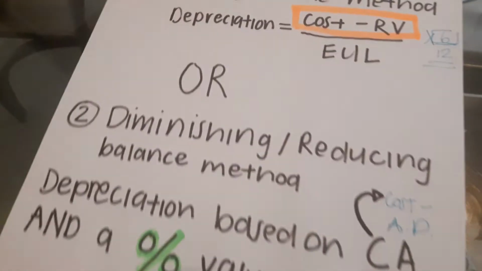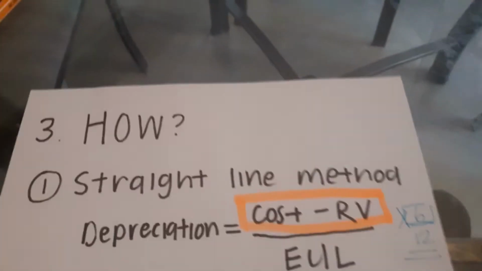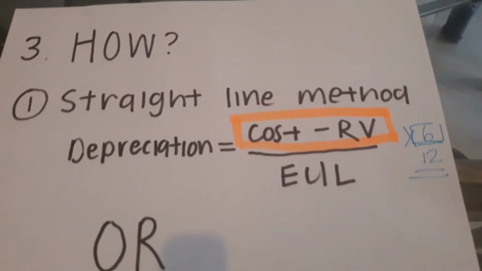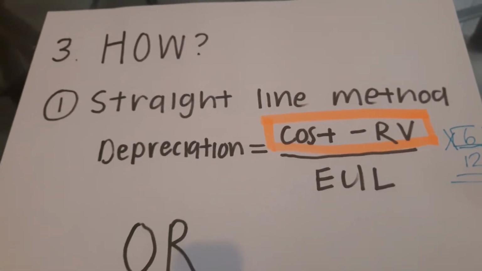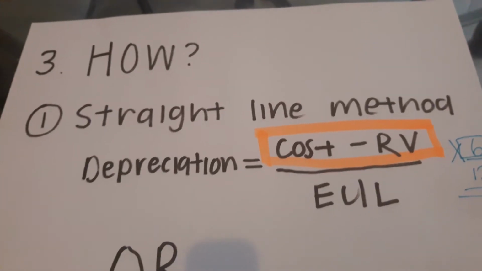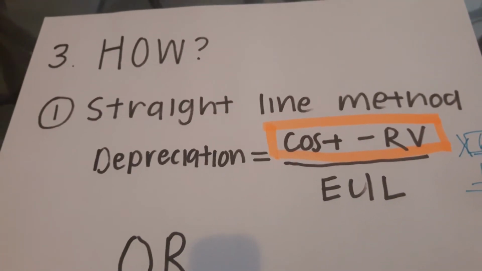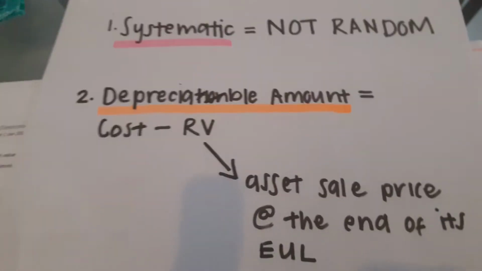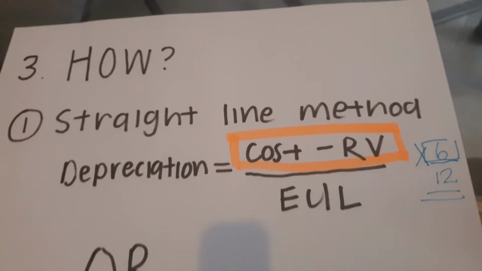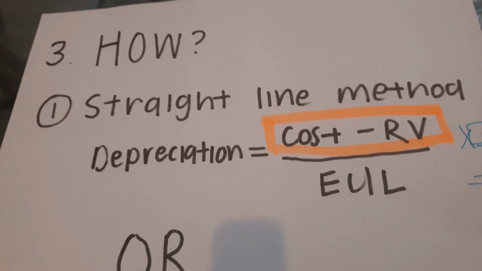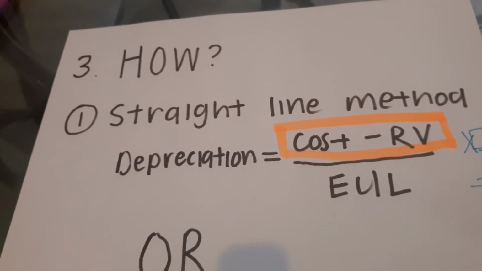You may be asking yourself, how do we account for depreciation? What methods do we use? The first method is the straight line method. And that says depreciation is equal to the cost minus the residual value, which you may remember is the depreciable amount, which is why I have it in orange here, over the estimated useful life. Now this is very simple, but they can make it a little bit complicated.